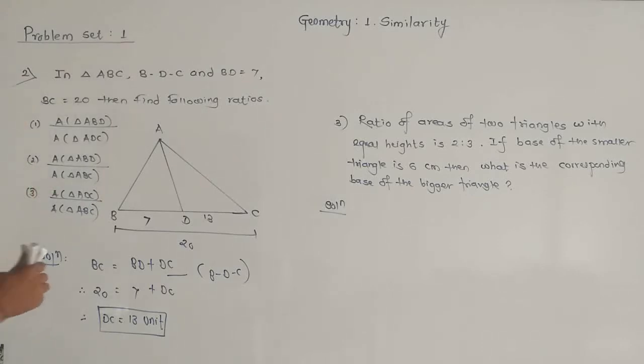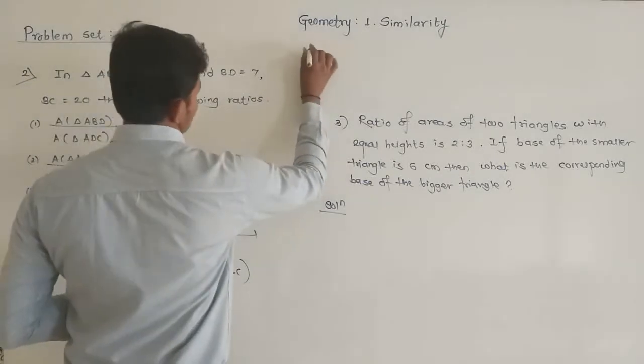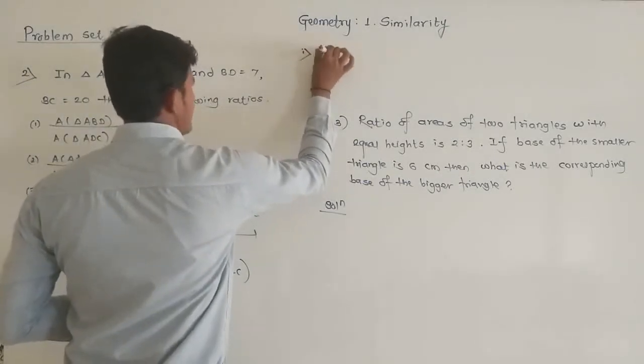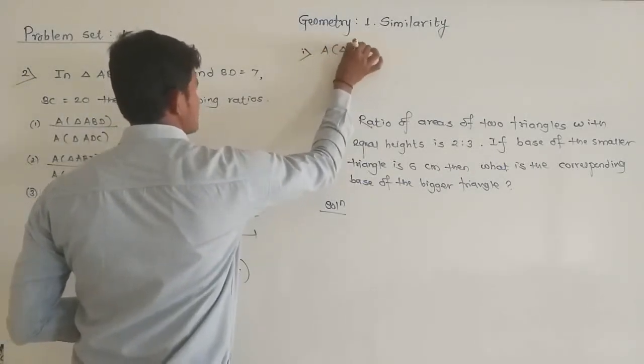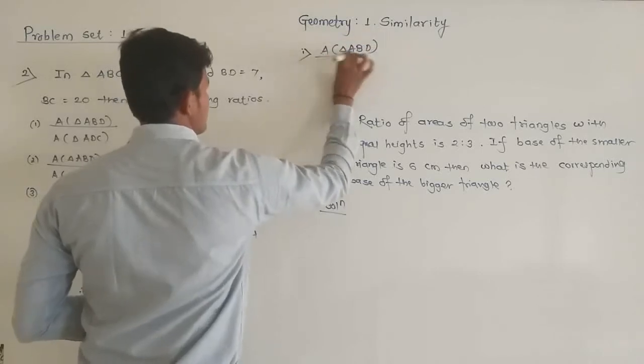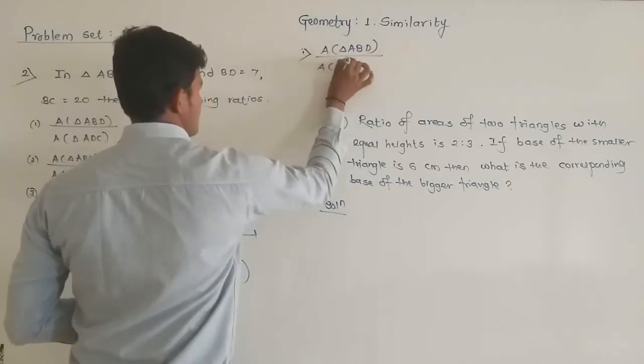So here the first ratio is area of triangle ABD to area of triangle ADC.